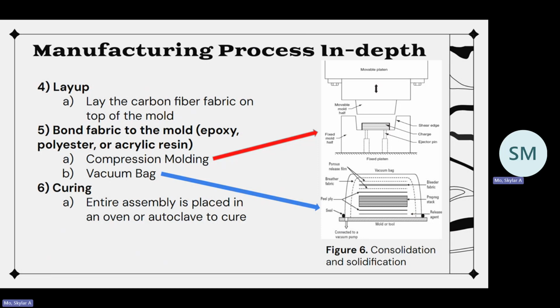And then is the curing process. The entire assembly is placed in an oven or autoclave to cure. Curing involves subjecting the carbon fiber and resin to heat and pressure, and this activates the resin and causes it to harden, forming a rigid structure.